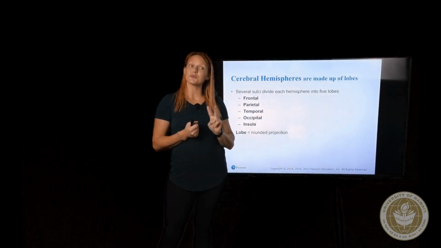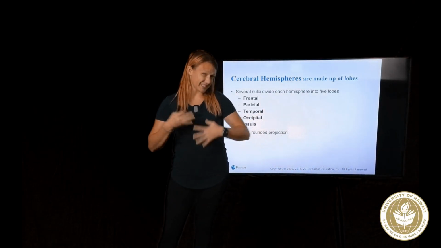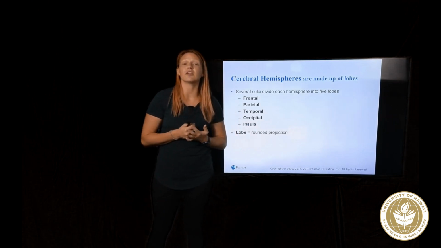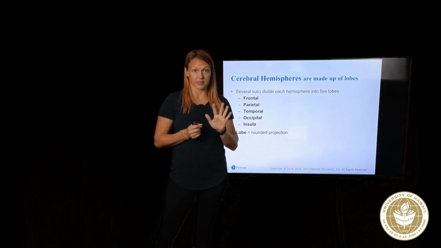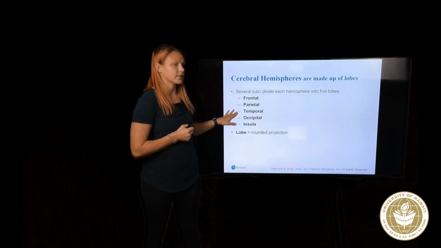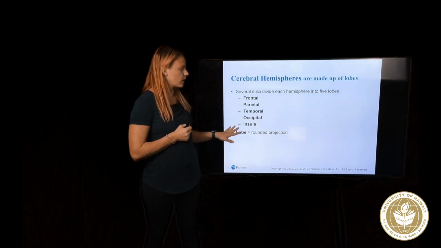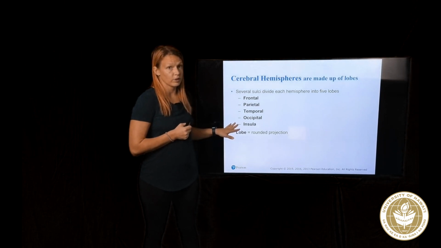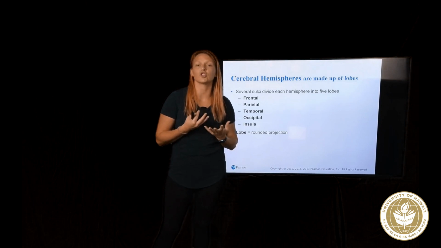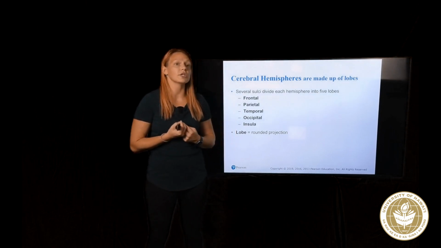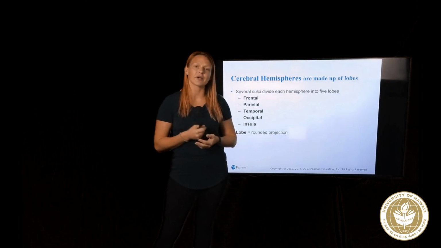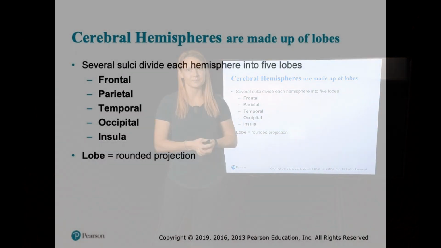Okay, so we have those two cerebral hemispheres, but it gets a little bit more complicated than that because those hemispheres can be divided into 5 different lobes. There's a frontal lobe, a parietal lobe, a temporal lobe, an occipital lobe, and the insula lobe. And a lobe is just a rounded projection. So next I'm going to show you where each of these different lobes are on an actual picture, and we're going to talk about why they're important.